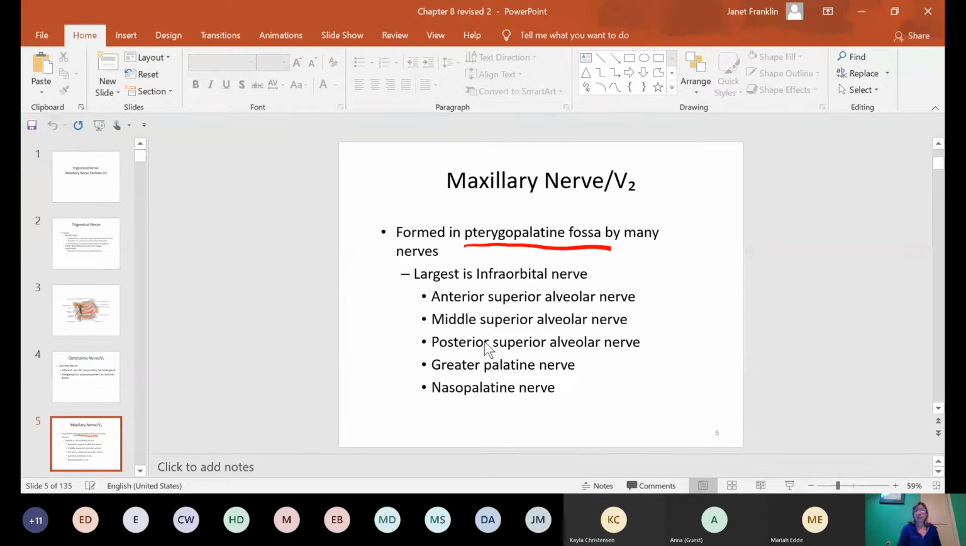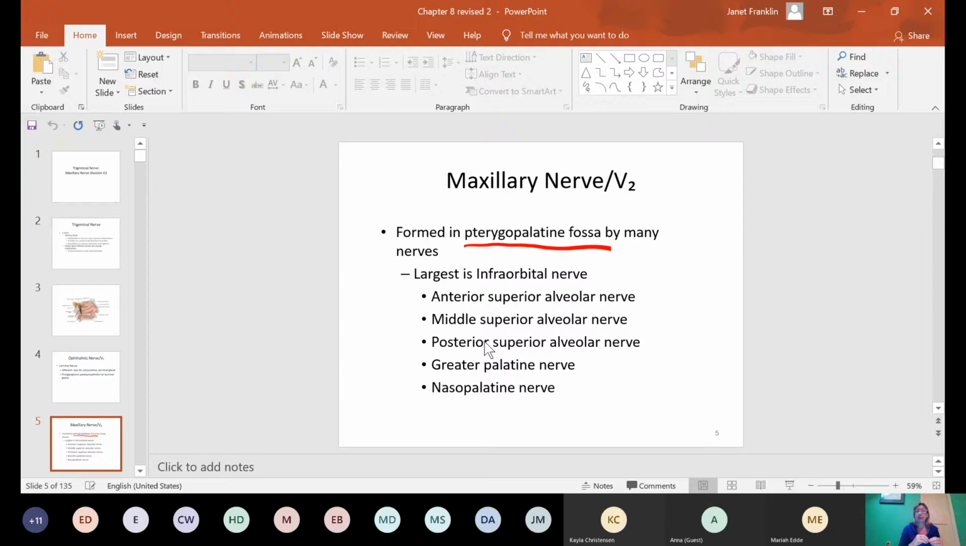The second division is the maxillary division. It's formed in the pterygopalatine fossa. That should be a word that should sort of come back to you from the skulls, when we talked about the skulls, in the skull fossa. It passes through the pterygopalatine fossa, goes through the foramen rotundum as it's on its way to the maxilla. It divides into several different smaller divisions.